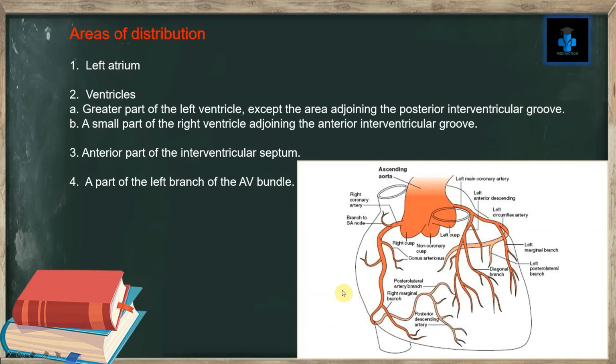Areas of distribution. Number 1, left atrium. Number 2, ventricles. The greater part of the left ventricle, except the area adjoining the posterior interventricular groove. Also, a small part of the right ventricle adjoining the anterior interventricular groove. Number 3, anterior part of the interventricular septum. Number 4, a part of the left branch of the AV bundle.